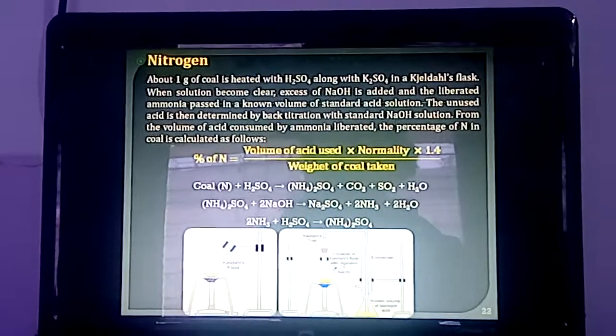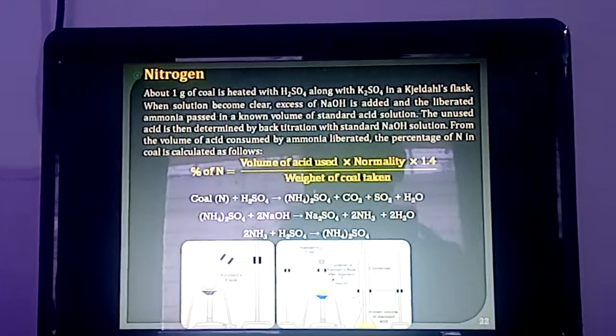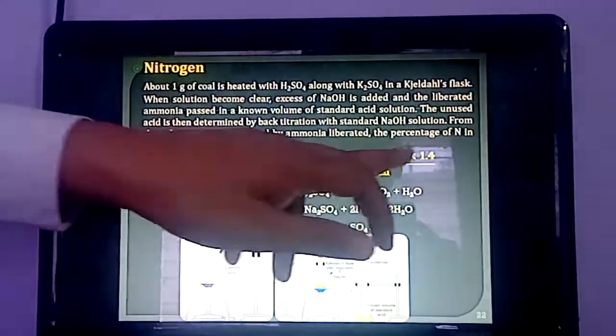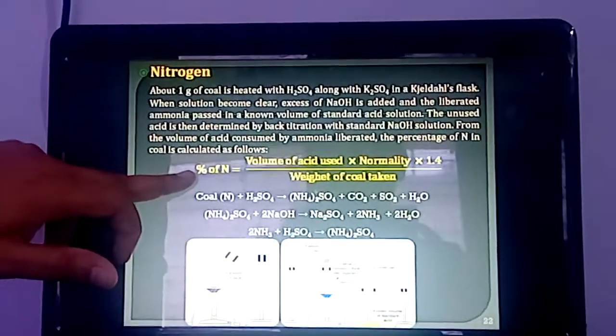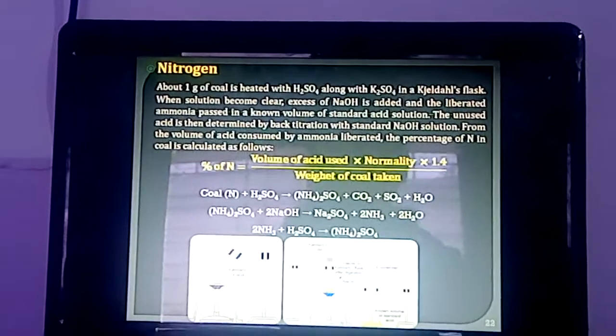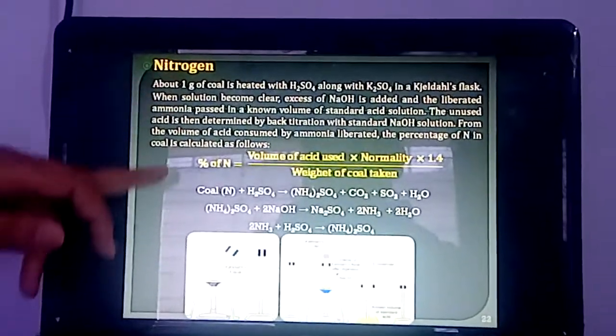This 1.4 is the factor. The atomic weight of nitrogen is 14, so 14 into 100 divided by 1000 is the 1.4 factor. Based on this, a numerical will be asked to determine the percentage of nitrogen present in the coal sample. I think you understood this. This is the nitrogen content.